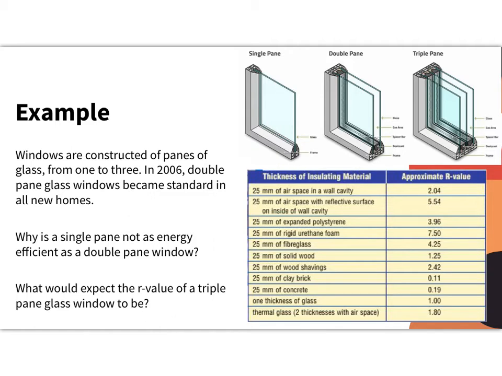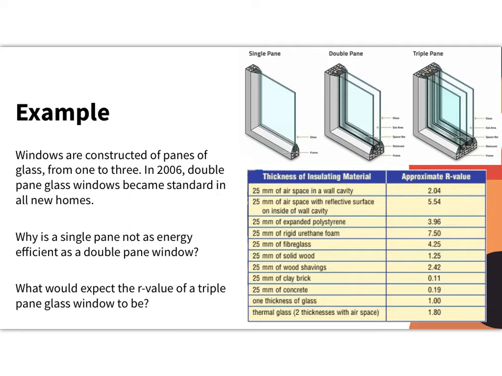All right, windows are constructed of panes of glass from 1 to 3. In 2006, so not that long ago, double pane glass windows became the standard in all new homes. Prior to that, it was a single pane window. So a single pane window just means there's one layer of glass between the inside and the outside of the house. A double pane window has 2 layers of glass between the inside and the outside of the house. They are not touching. They have an air pocket in between.